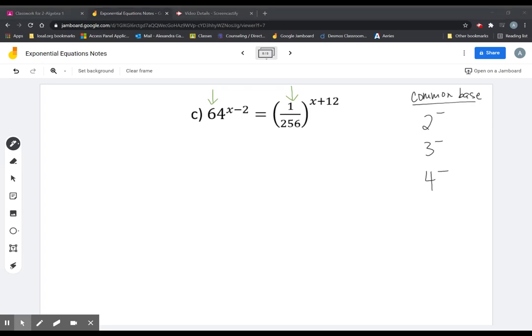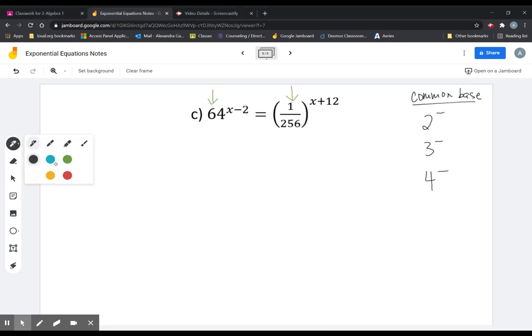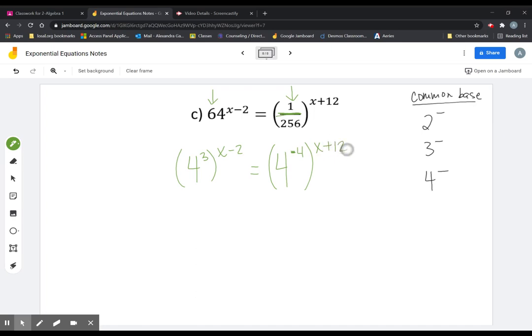We'll find out. Okay, so if we're looking at 64, I know that 64 can be written as 4 to the 3rd power. So I'm replacing that 64, and it's x minus 2. Then it equals, and if we see that fraction, that means I'm going to have a negative exponent. So if I'm going to convert it, it's going to be negative. So to figure out 256, it looks like it's 4 to the 4th. Sorry. And because we have that fraction, that's the negative sign here. And then it's x plus 12.